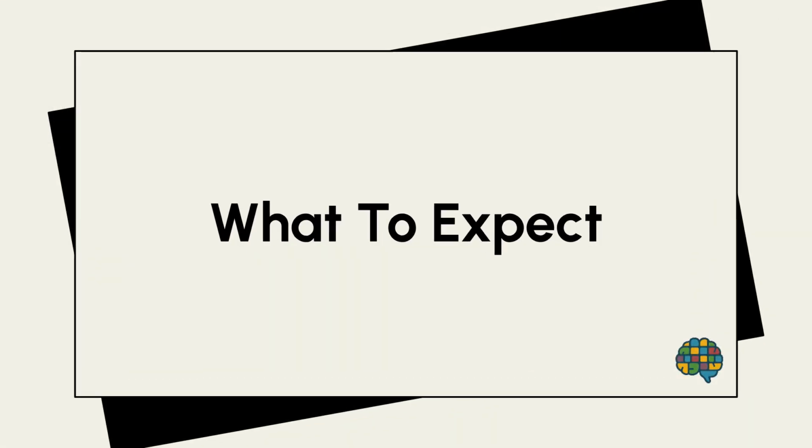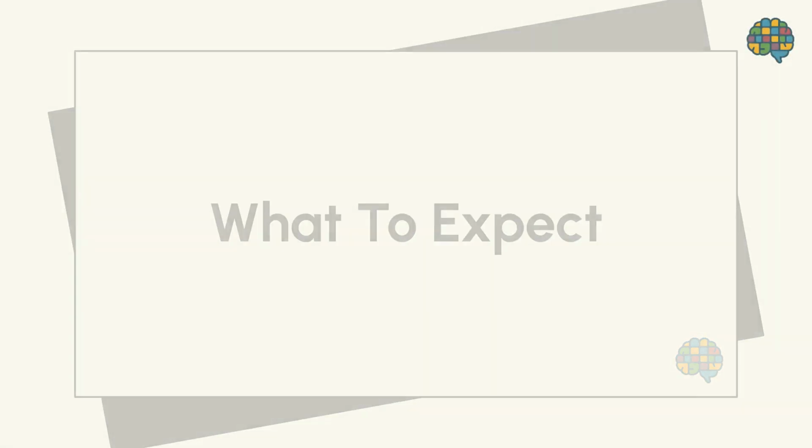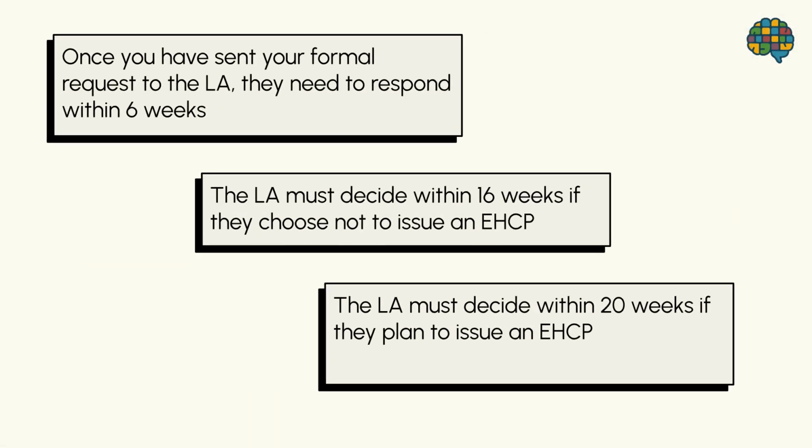What to expect after formally requesting an EHC assessment. The local authority have 6 weeks to acknowledge the request. If they decide not to issue an EHCP, this must be done within 16 weeks of the request. If the local authority decide to implement an EHCP, this must be done within 20 weeks of the request. Long waiting lists or shortness of staff are not a valid exemption to missing these timeframes.